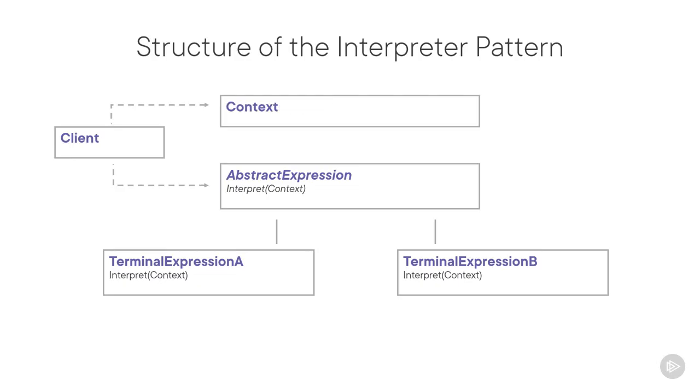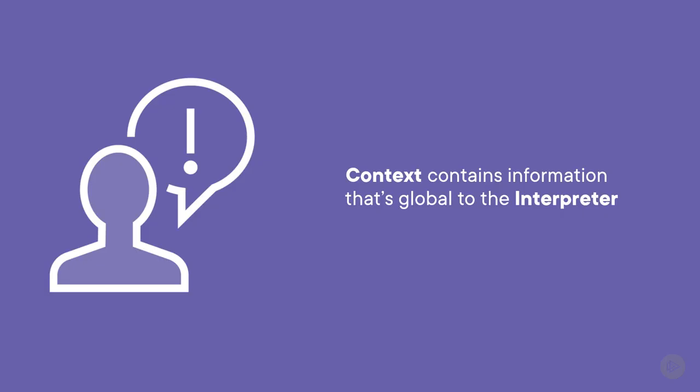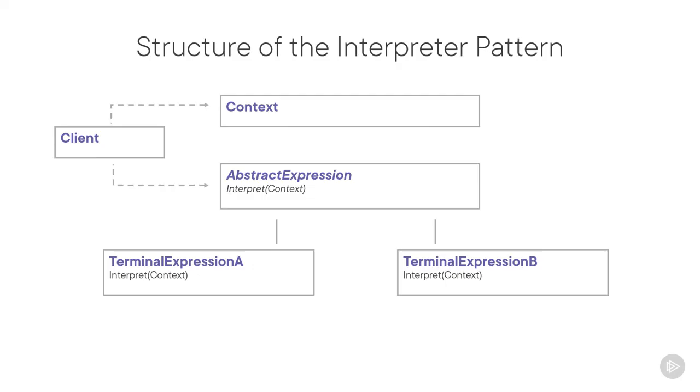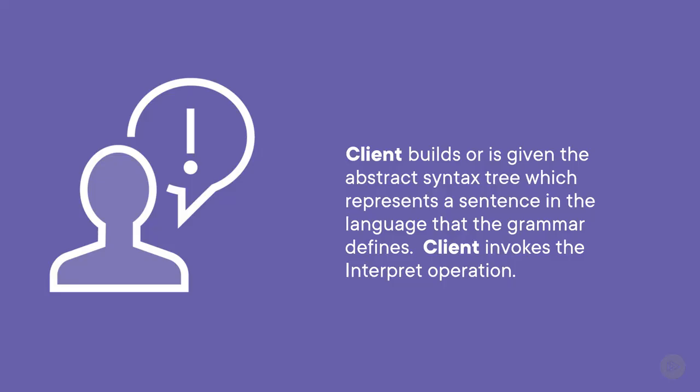The next player is the context, which maps to our Roman context. It contains information that's global to the interpreter. Input and output properties are quite common on this. Lastly, we have the client. This builds or is given the abstract syntax tree, which represents a sentence in the language that the grammar defines. That tree is assembled from expressions. The client is also responsible for invoking the interpret operation. And with that, we know enough to implement our example in a demo.